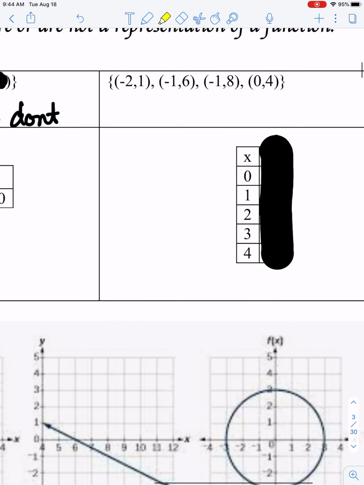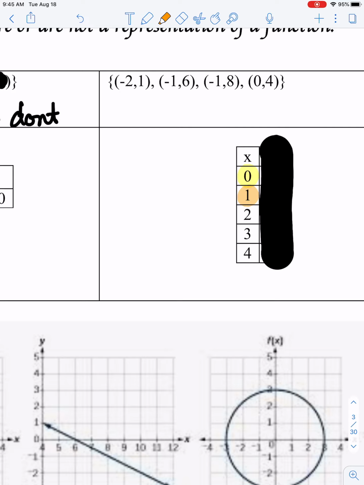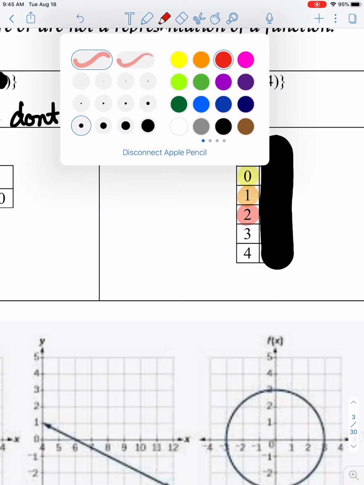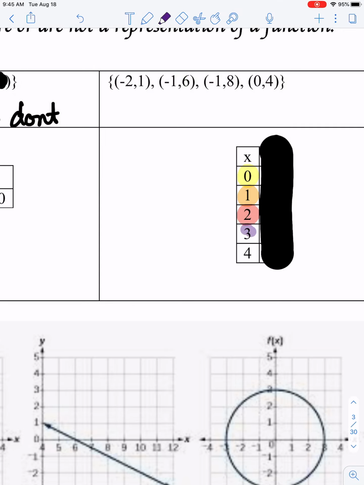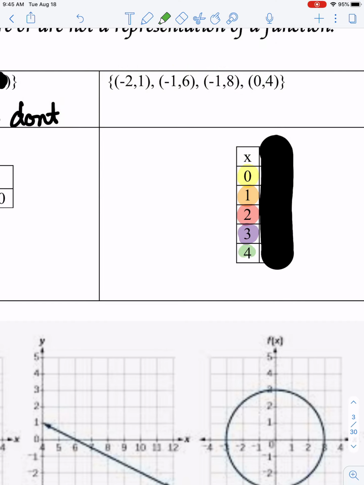Then I'm going to come in here and I'm going to highlight my X values. 0, I'll look, there's no other zeros. 1, there's no other 1s, so I keep going. Something else, if you ever get to a part where, say, if this 3 was way up here and there was another 3, if I have one X that repeats, I'm done. And I'm going to say it's not a function because my X's repeat.